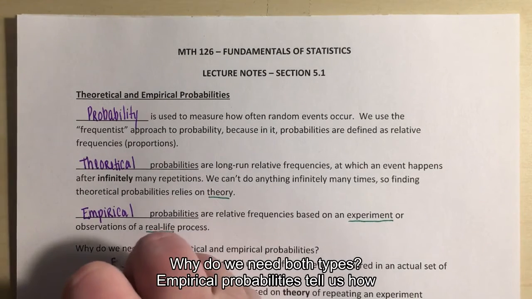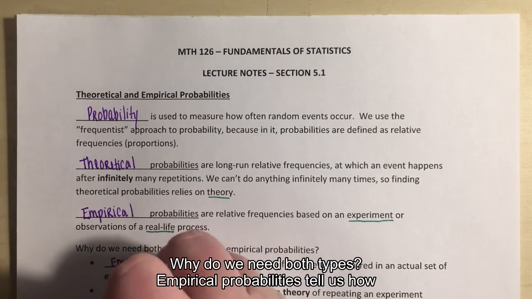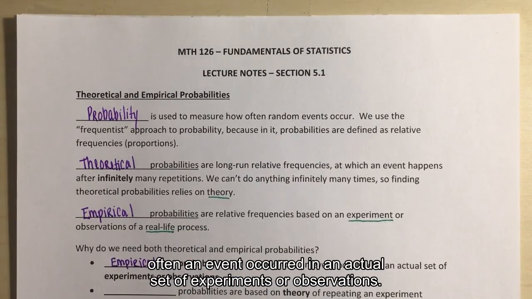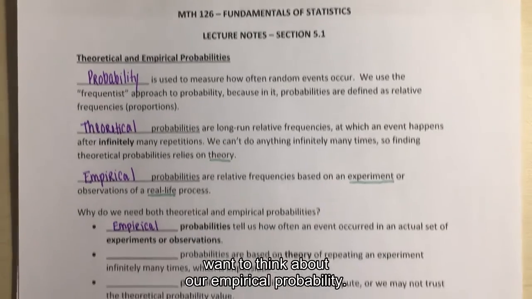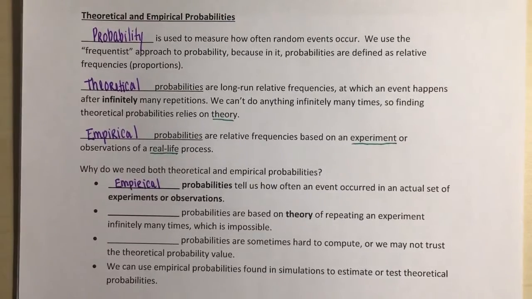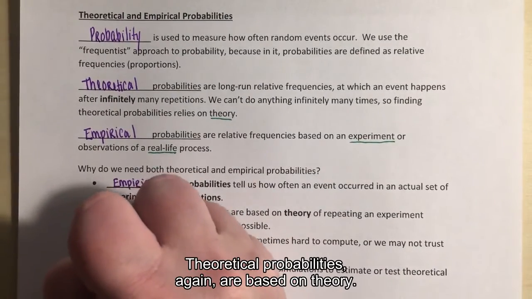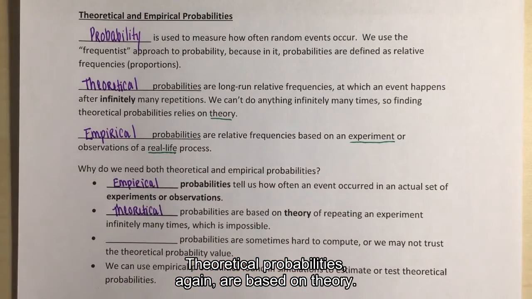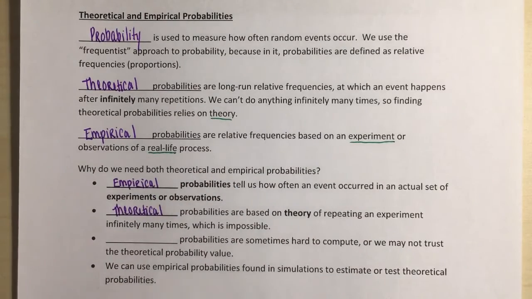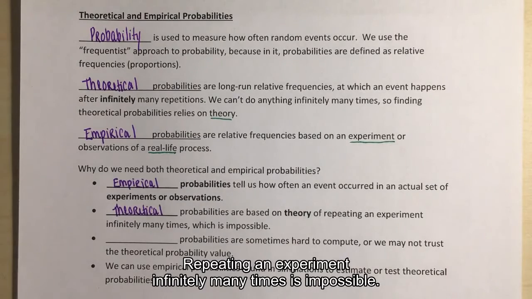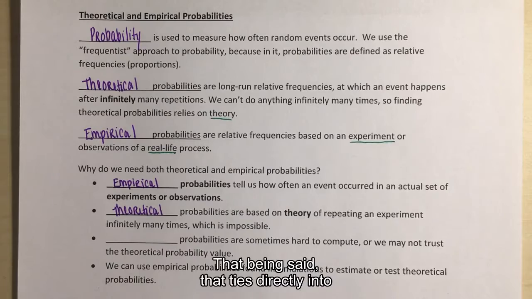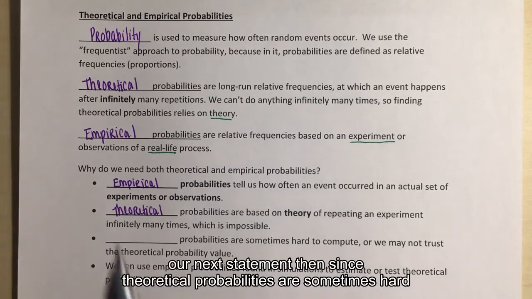Empirical probabilities tell us how often an event occurred in an actual set of experiments or observations. So if we are doing an experiment or observation, we want to think about our empirical probability. Theoretical probabilities, again, are based on theory. Repeating an experiment infinitely many times is impossible, but that being said, that ties directly into our next statement.